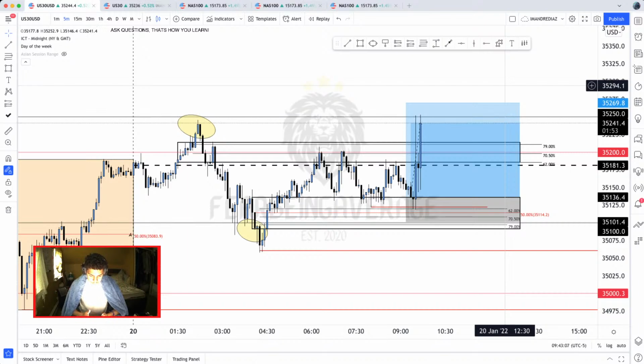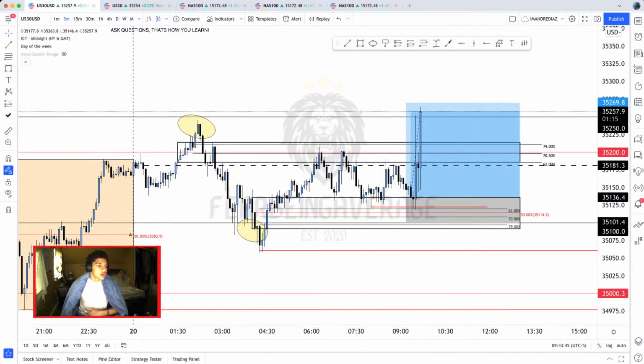Come on. Just a little bit higher. It is rejecting 35,250. It's going to be a hard one. Come on. Oh yeah, that's what I wanted to see. Alright, I'm going to take off the rest of my runner at 112 pips. So just with that, now I'm up 2.3% for the day with this trade. Crazy trade.